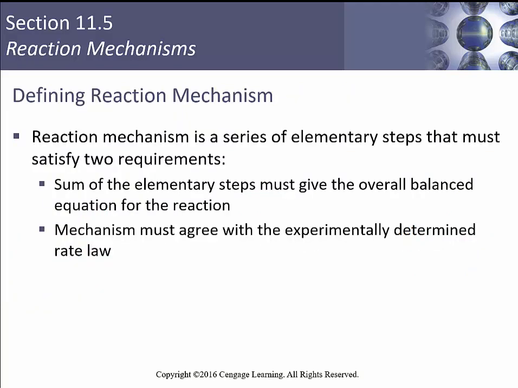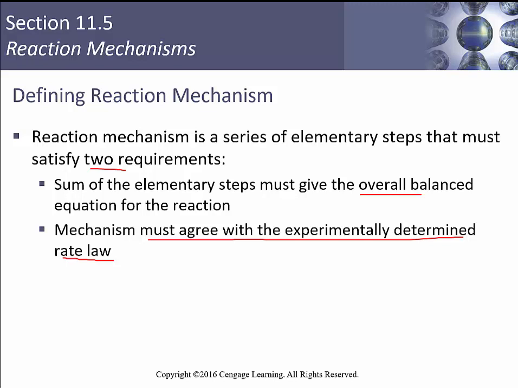Our reaction mechanism is a series of elementary steps that must satisfy two requirements. The sum of the elementary steps has to give you the overall balanced equation for the reaction, and the mechanism must agree with the experimentally determined rate law. There are lots of ways that you can make these reactions happen on paper. We want some rules to say, this is the one that's really happening in the real world. These are the right steps that are happening. Those are our guidelines for which ones are going to be the most valid reaction mechanisms.